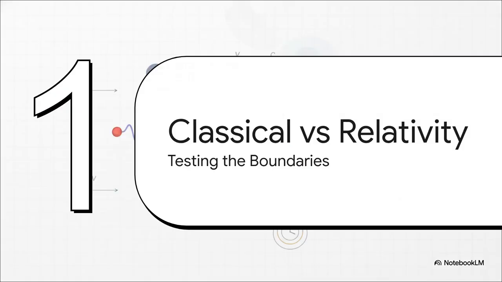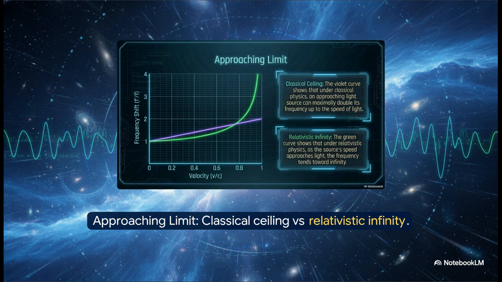Section 5. Classical versus relativistic. Okay, let's visualize this to really see the difference. On our horizontal axis, we have velocity, getting closer and closer to c, the speed of light. The vertical axis is the frequency shift of an approaching light source. Now, the violet curve represents the classical physics model. Notice how it hits a hard ceiling?